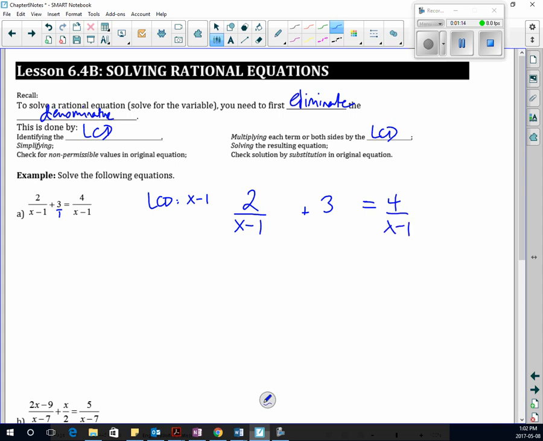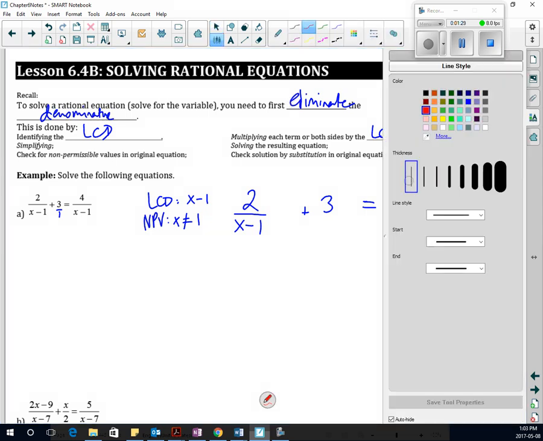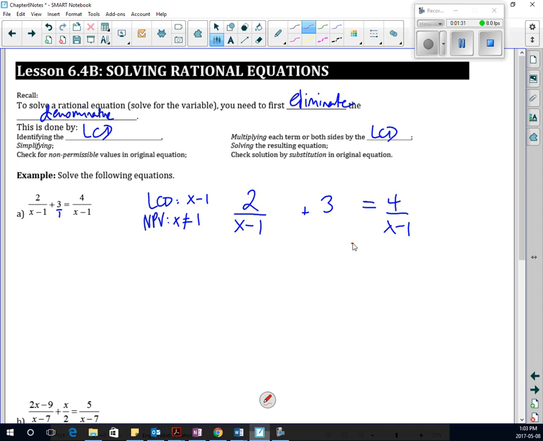Okay, the next thing is make sure you do the non-permissibles. So the NPVs are x cannot equal positive 1. My LCD is x minus 1, so I'm going to multiply each and every term by x minus 1. I'm going to do it in a different color to show that I'm multiplying each and every term. Remember, Algebra 101 says whatever you do to one side, you have to do to all the sides. Does everybody see this x minus 1 will cancel this x minus 1, and this x minus 1 will cancel this x minus 1.